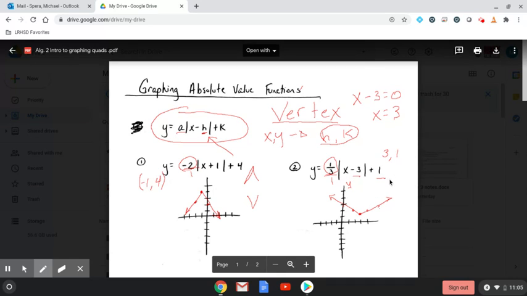Now, this V opens upward. How come? Well, the function's simply positive.